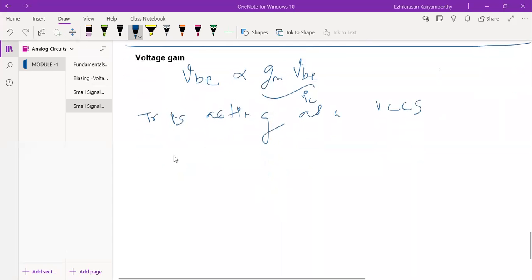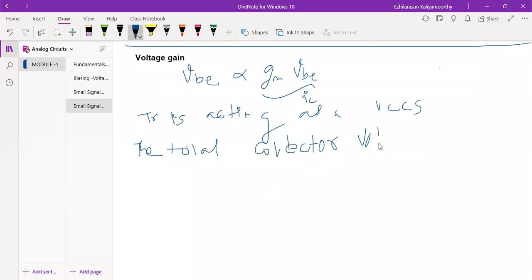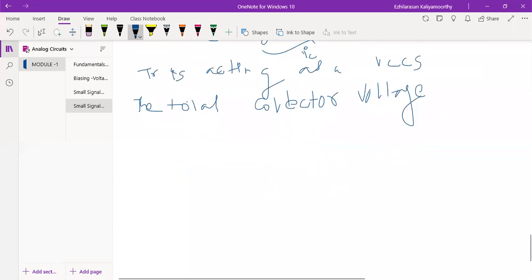Now what we will do? Let us calculate the voltage gain. So for that, the total collector voltage, the total collector current, that is iC. So from which figure you have to take, let me take something like this.